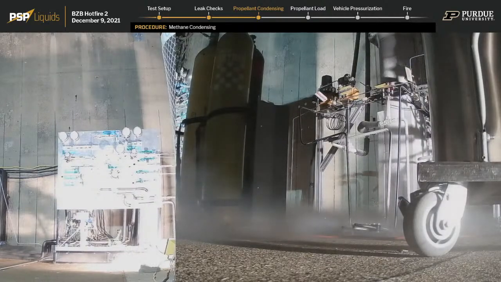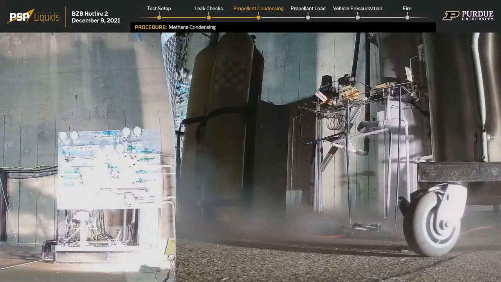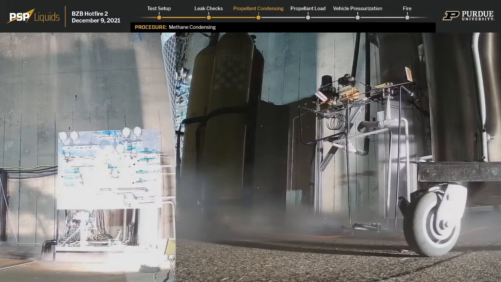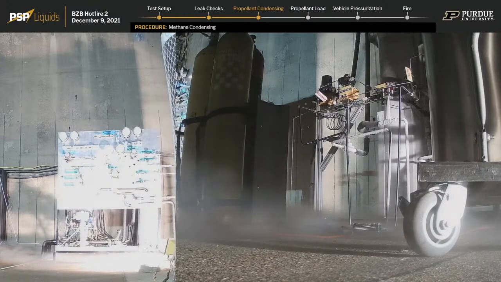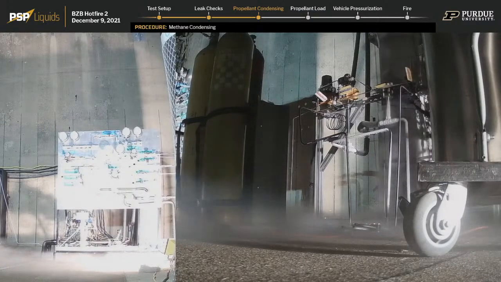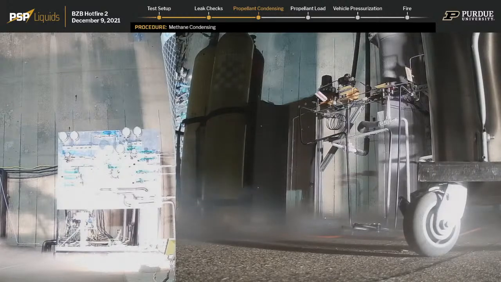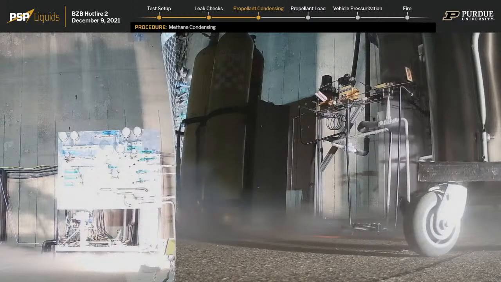Go ahead and open MV LN202, the gas valve, and verify RV N201 is not venting. Gas valve is open, and we're not venting. Over. Copy. Open MV LN201, the liquid valve. Liquid valve is open, and we are flowing liquid.